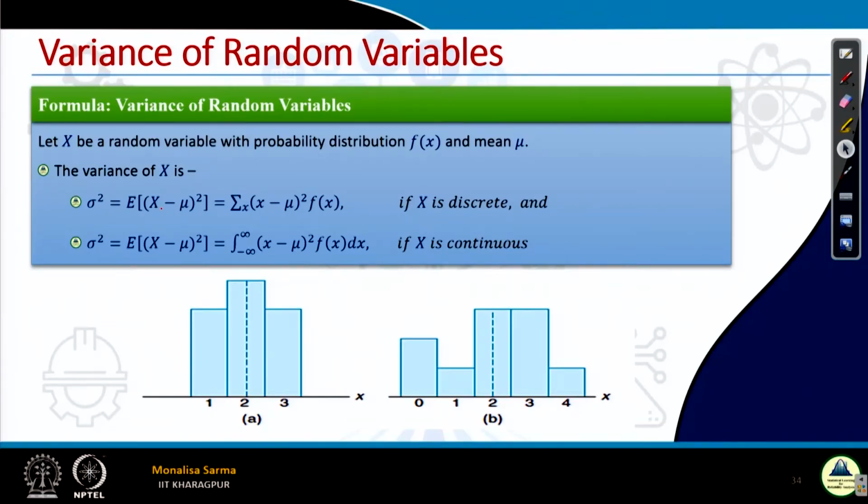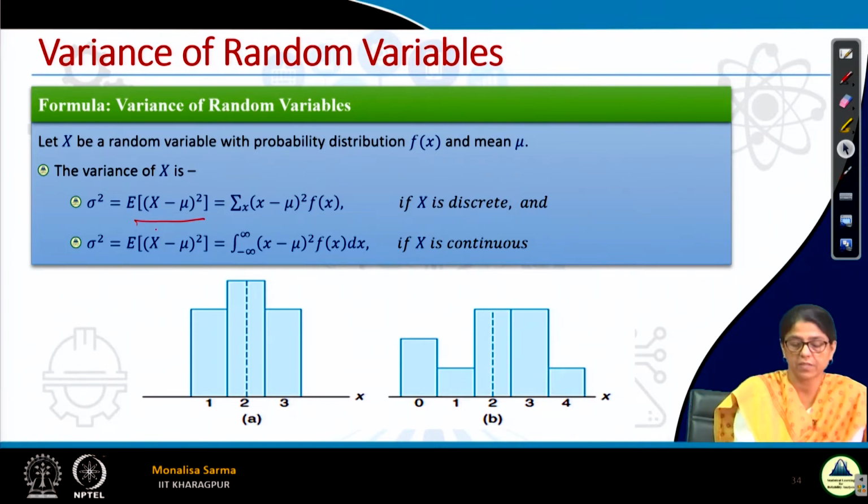So that's what. Here you see, this is the variance. Variance is the expected value of (x minus mu) whole square. If it is discrete, we use summation. If it is continuous, we use integration.